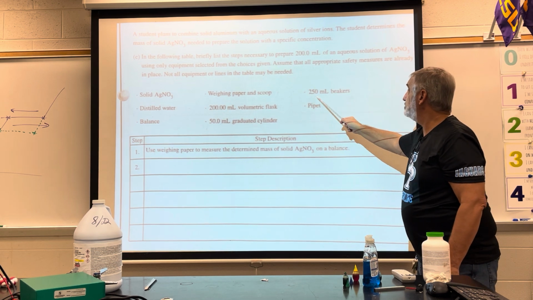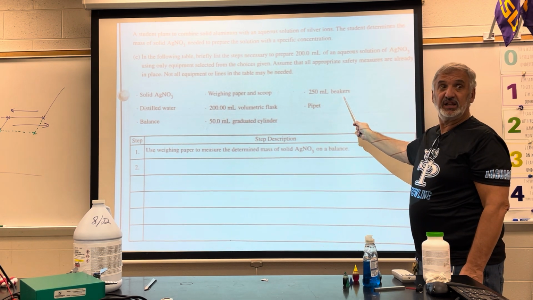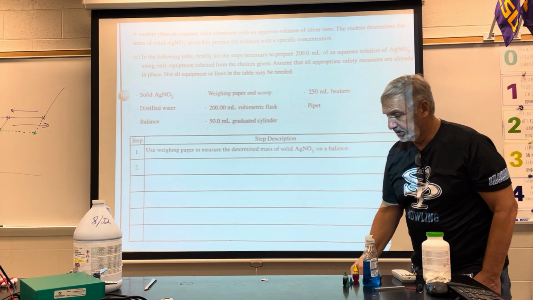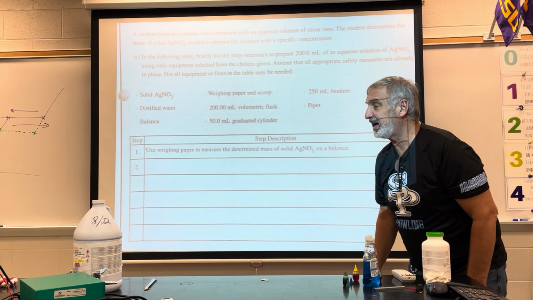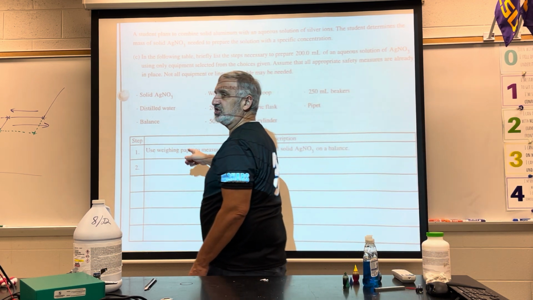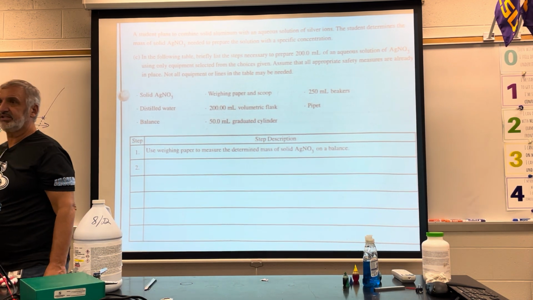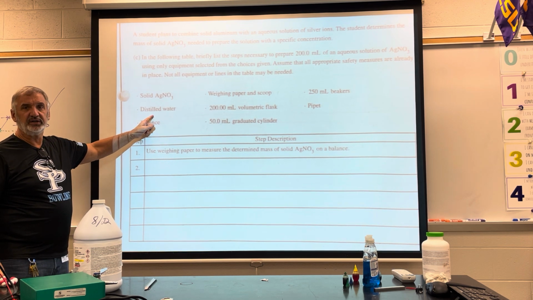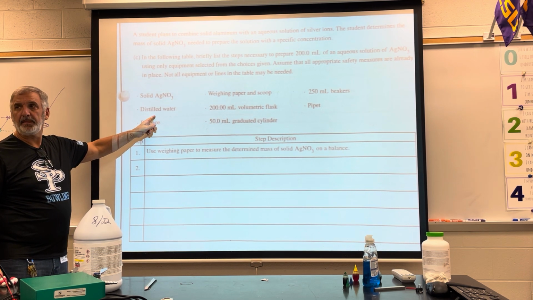You're never going to use a beaker to measure. That's the least accurate way to measure anything. And if you said fill it up with distilled water, make sure you use the word distilled. You want to fill it up, use the distilled water on that, okay?